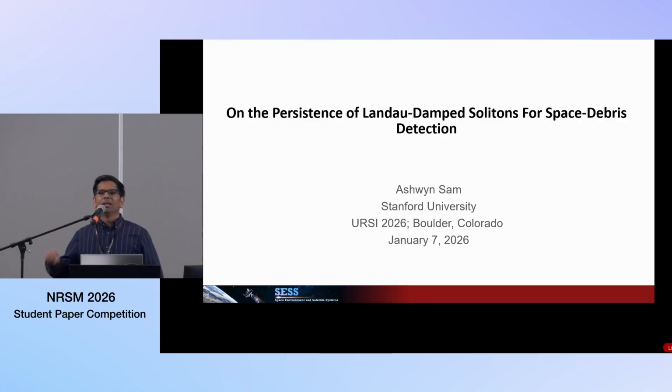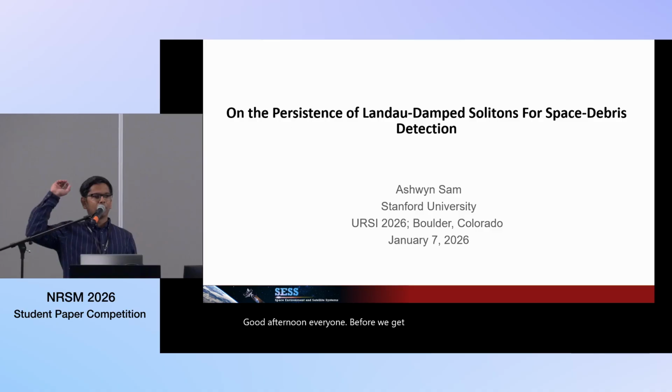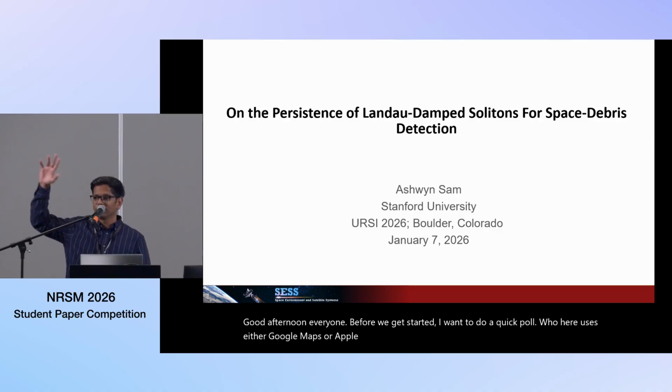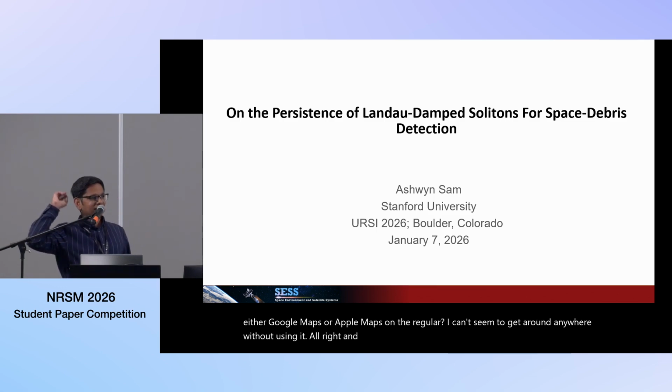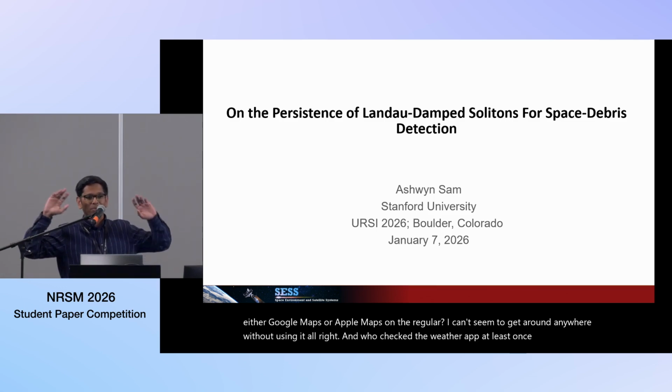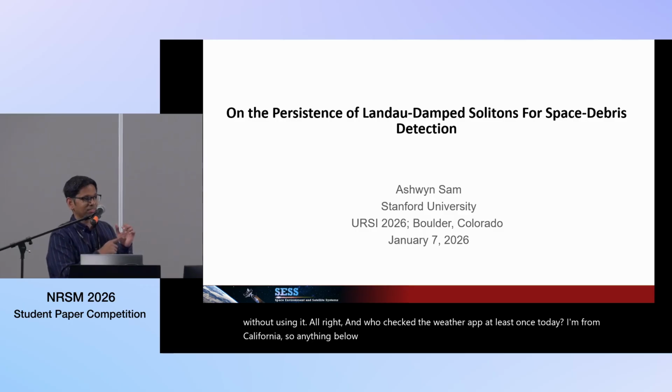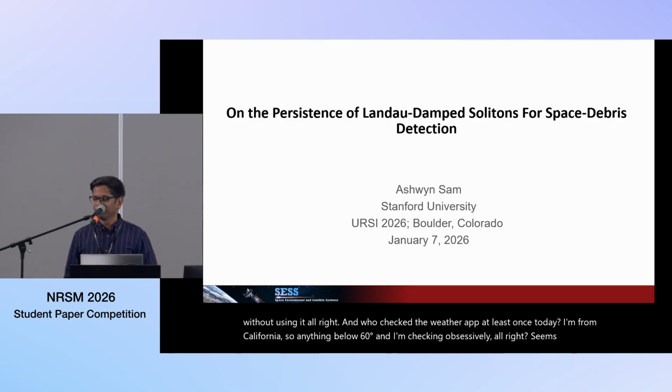Good afternoon, everyone. Before I get started, I want to do a quick poll. Who here uses either Google Maps or Apple Maps on the regular? I can't seem to get around anywhere without using it. All right. And who checked the weather app at least once today? I'm from California, so anything below 60 degrees and I'm checking obsessively. All right, seems like many of you in the room.